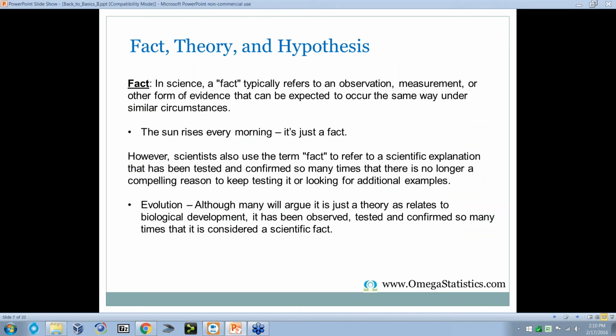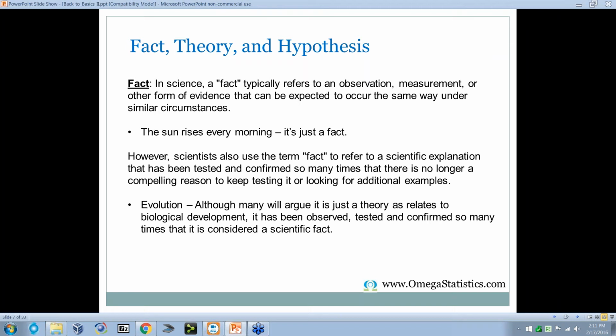So we should define some of our terms the way statisticians look at them: fact, theory, and hypotheses. Fact. Well, in science, a fact, typically it refers to an observation, a measurement, or other form of evidence that can be expected to occur the same way under similar circumstances. An easy one to think would be the sun rises every morning. It's just a fact. So there are some things we know that are just facts.